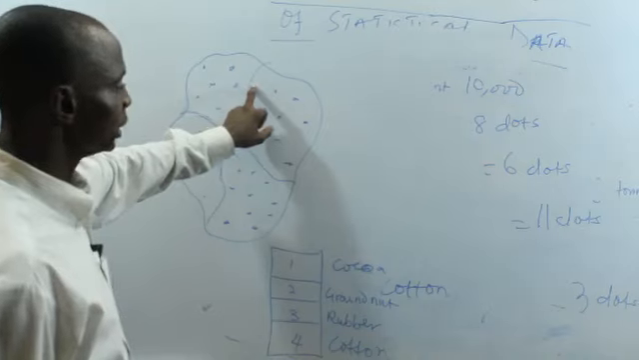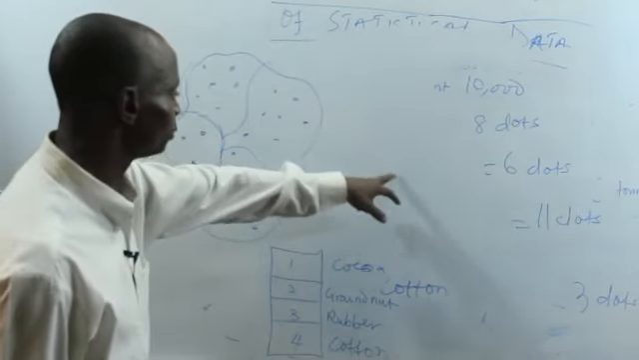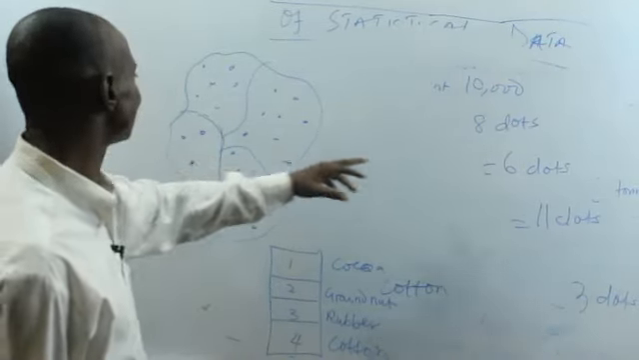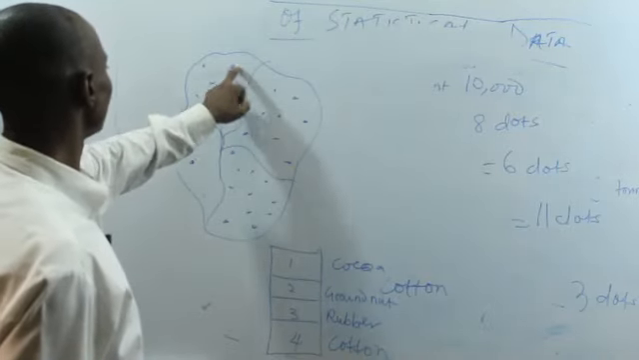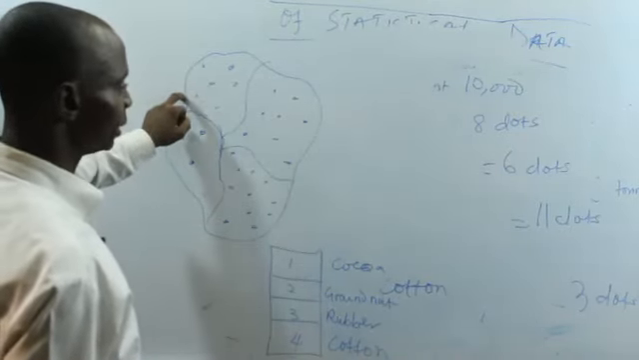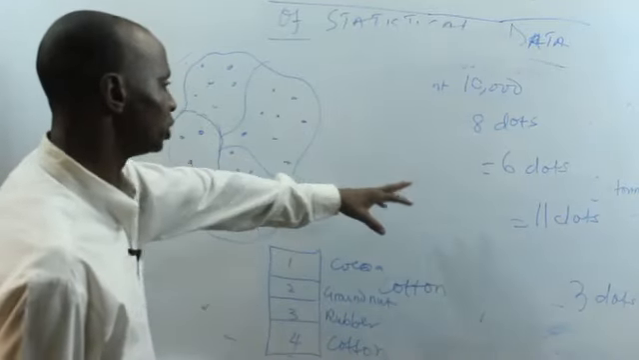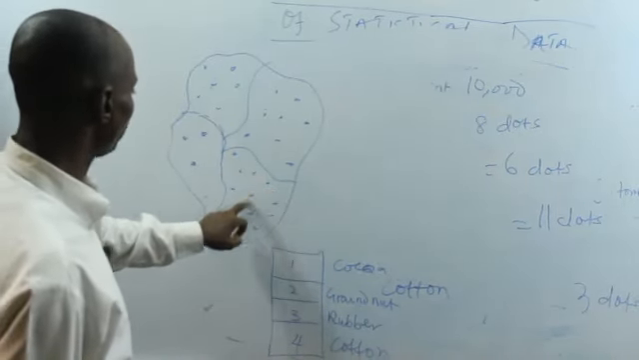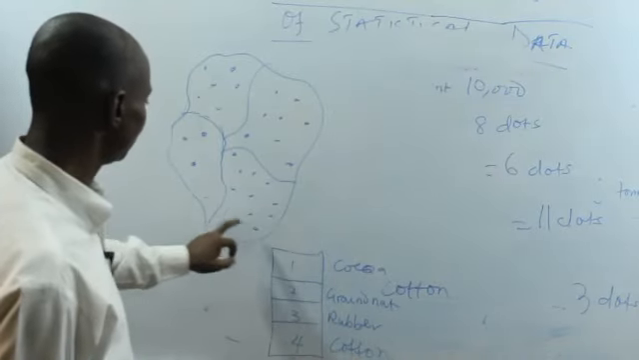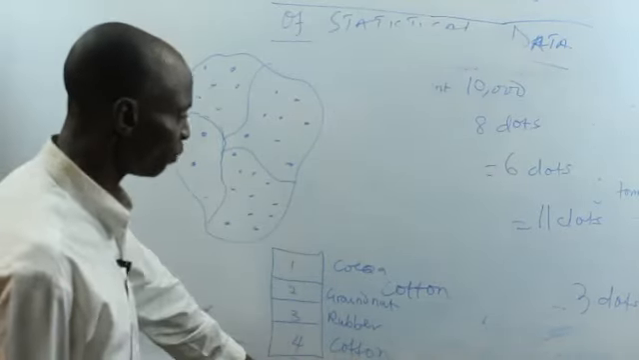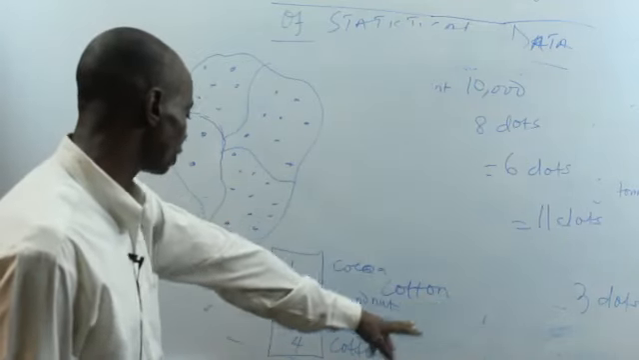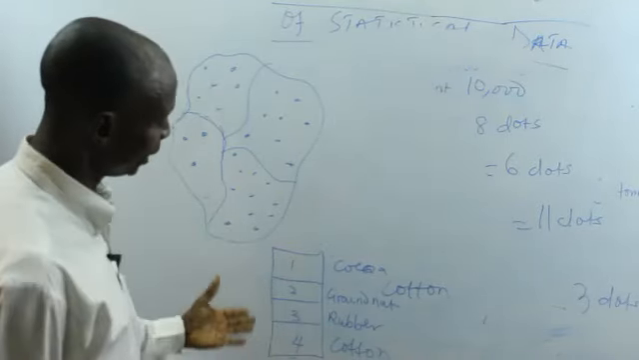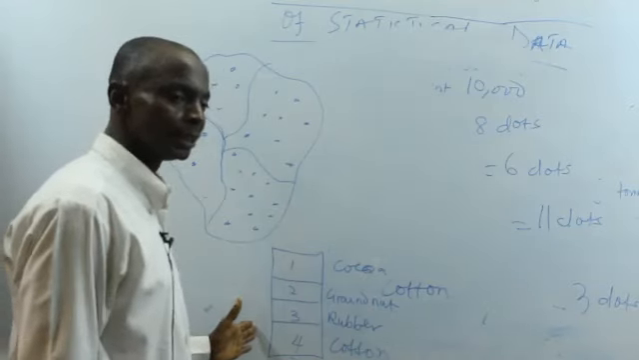That is cocoa. Then the second one, that is granite, has how many dots? 6. We have 1, 2, 3, 4, 5, 6. Then the third one, which is rubber, has 11 dots. This is 1, 2, 3, 4, 5, 6, 7, 8, 9, 10, 11. Then the final one is number 4. That is cotton. It has how many dots? 3. 1, 2, 3.